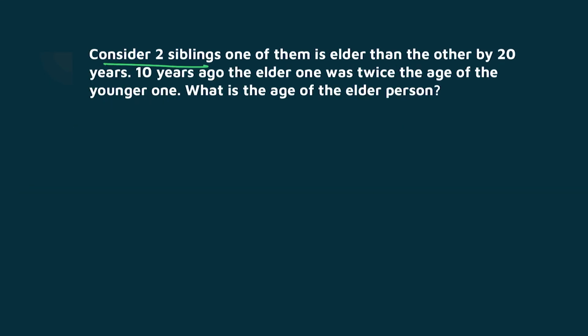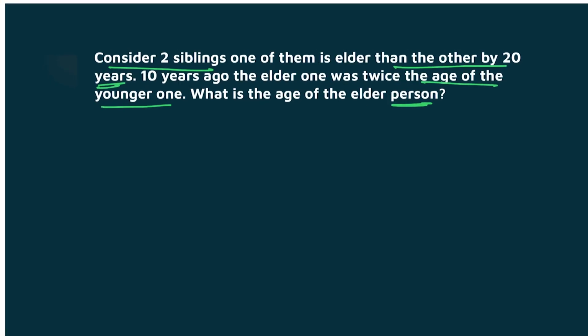Consider two siblings. One of them is elder than the other by 20 years, and 10 years ago the elder one was twice the age of the younger one. What is the age of the elder person? So, segregate the question and solve it. It is given that two siblings are there. Let us take the elder one as x and the younger one as y.